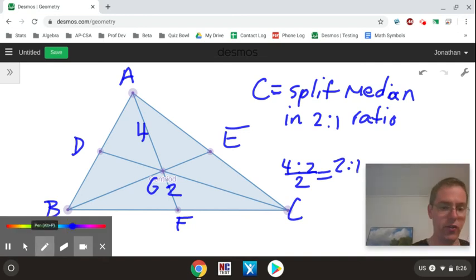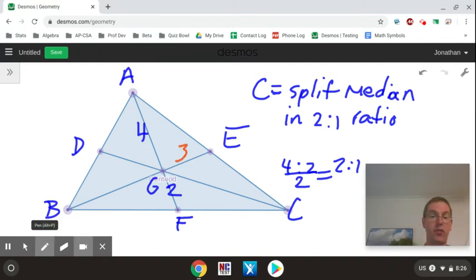Let me show you another one on the same triangle. This time they give you the short piece, and they say this short piece is 3. If the short piece is 3, then the long piece, since it's a 2:1 ratio, has to be twice as long. It would have to be 6, because you have to have the long piece twice as long as the short piece.